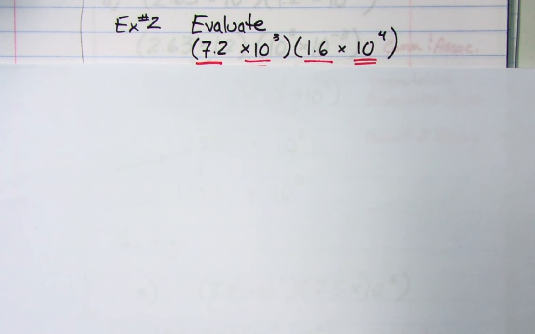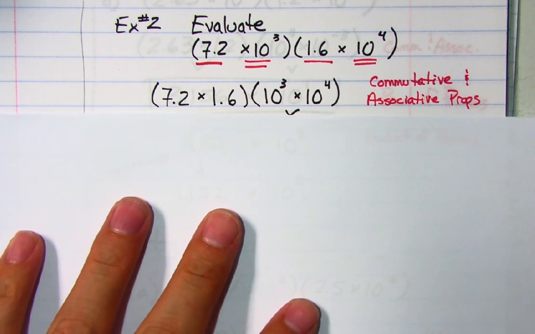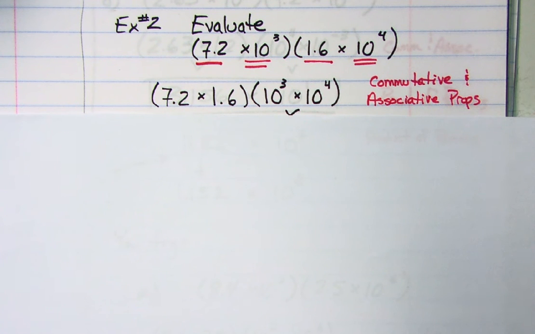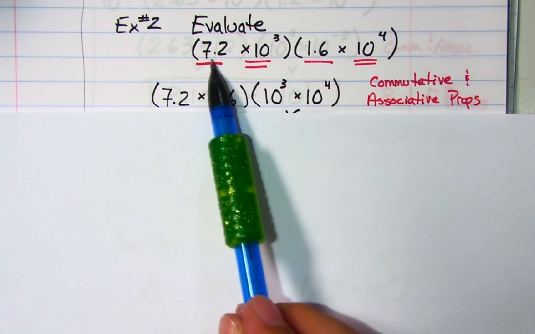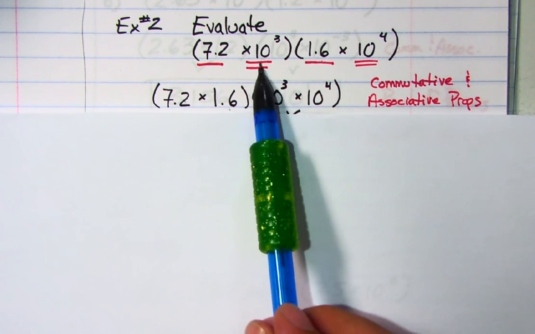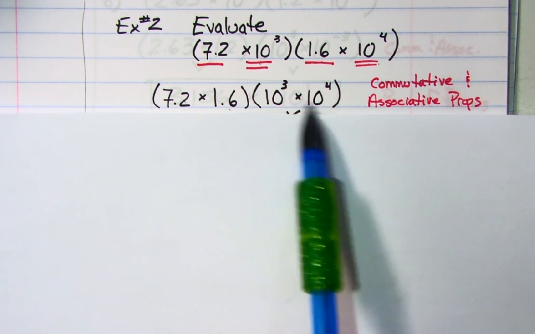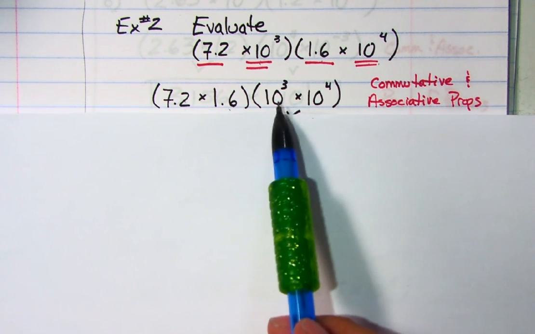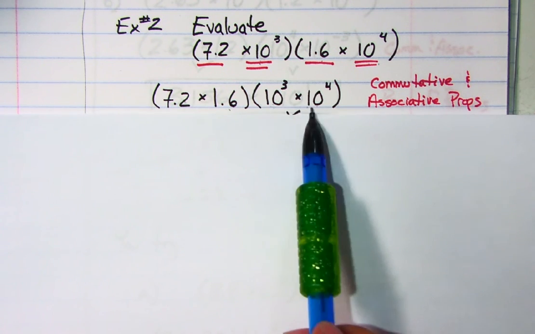So let's go through this process again. I've got another problem here. I'm going to multiply these two scientific notation numbers together. So here's what I'm going to do. First thing, I'm going to rewrite everything. I'm going to use the commutative and associative properties to rewrite it. So notice I took the number portion, the factors here, and multiplied those together. And then I took the powers portion and multiplied those together. Why? Because I really wanted this here to make my life easier.